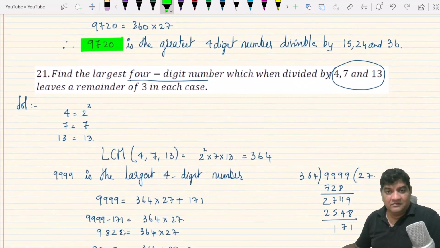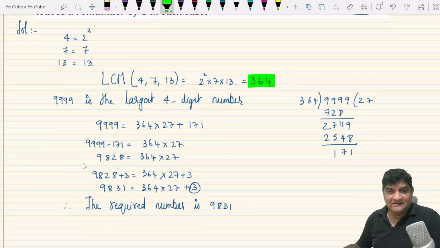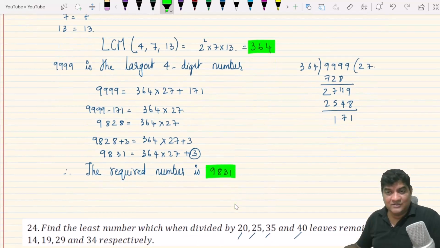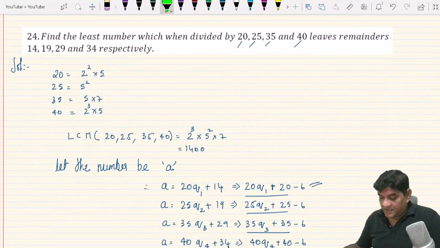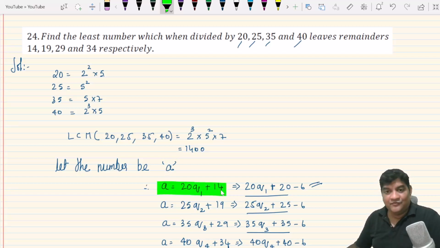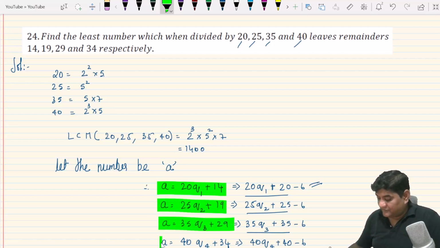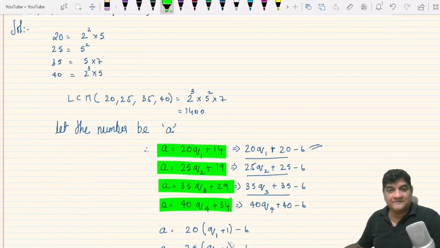Same thing again, almost a similar question. We find the LCM, which is 364. Repeat the process, and then you get the number as 9831. Remember how I'm going about with it: A is equal to BQ plus R. Another interesting question, very interesting question actually. LCM, I'm taking the number as A, which means remainder is 14 in the first case, 19 in the second case, 29 in the next, and then 34 in the last.